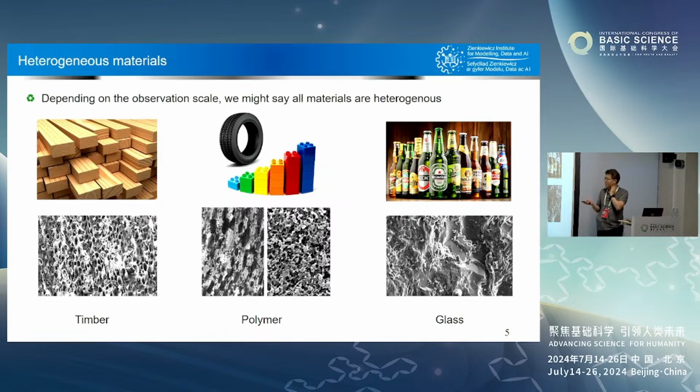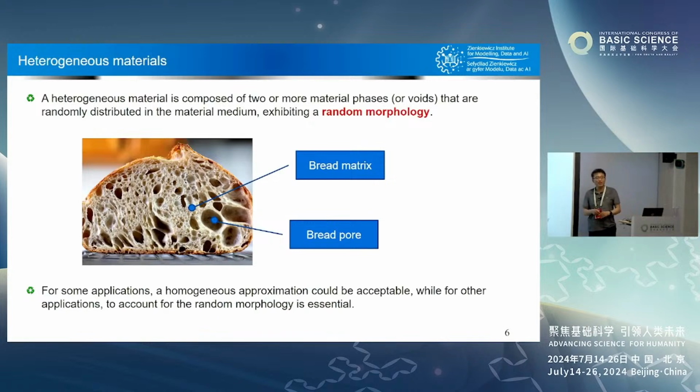transparent. It may surprise you, but when you zoom in with a microscope, it becomes heterogeneous as well. To an extent, everything is, when you talk about materials. So what is heterogeneous material? It's a mixture of multiple materials, including voids. And this is an example of the bread matrix and bread, randomly distributed.